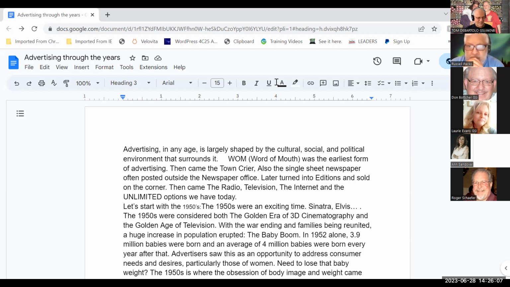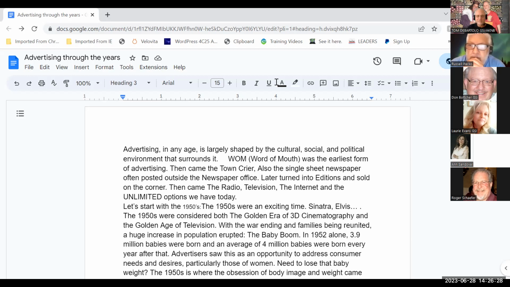So advertising in any age is largely shaped by the cultural, social, and political environment that surrounds it. Think about the everyday world when you're out there. You can lead a sheltered life, but you can turn anything on today and be bombarded by advertising. It's just a matter of course.